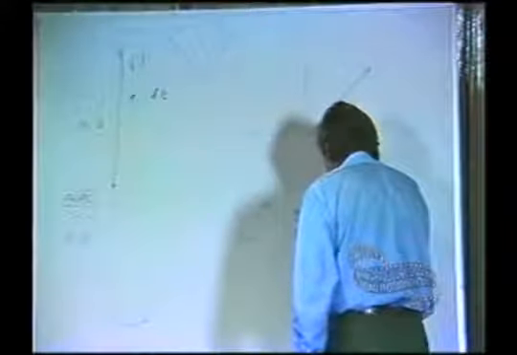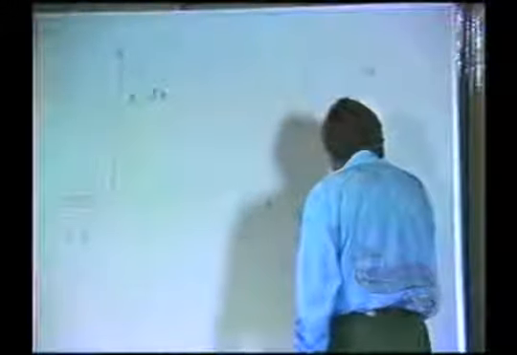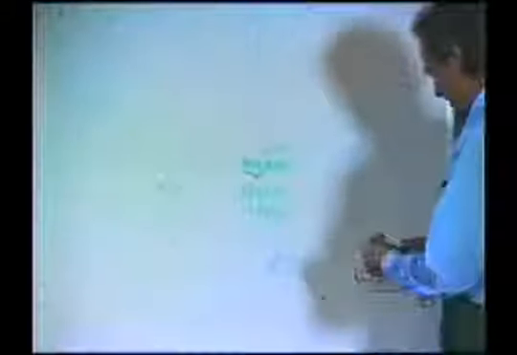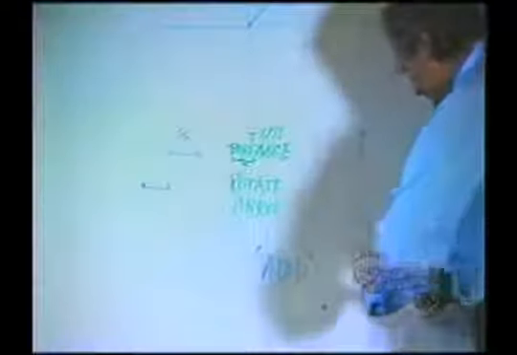How do you add arrows? I know how to add numbers. How do you add arrows? The rule for adding arrows is the following. You simply put one arrow head on the tail of the other. If I wanted to add these two arrows, I would do it as follows.